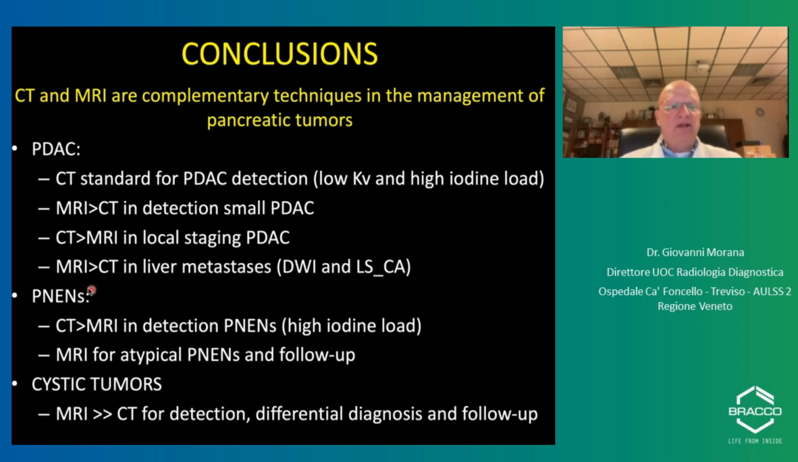In case of neuroendocrine tumors, CT is better than MRI in detection of small neuroendocrine lesions, with a low kV protocol and high iodine load again. MRI is better for atypical PNETs and follow-up. In case of cystic tumors, MRI is much better than CT for detection, differential diagnosis, and follow-up.